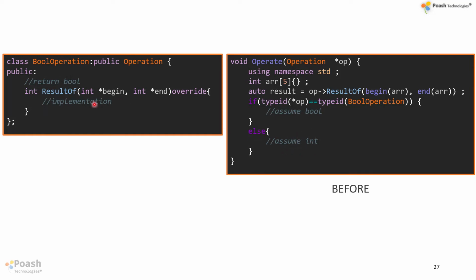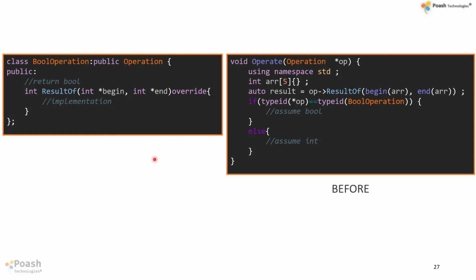Obviously, with the addition of BoolOperation, we had to modify existing code. So we violated the open-closed principle. And this also violates the Liskov substitution principle, because the child class BoolOperation cannot act as a substitute for Operation. It is different from its base class. The base class provides the behavior of performing an operation and returning an integer result. But BoolOperation not only changed the implementation, it also changed its behavior because it returns a different type.